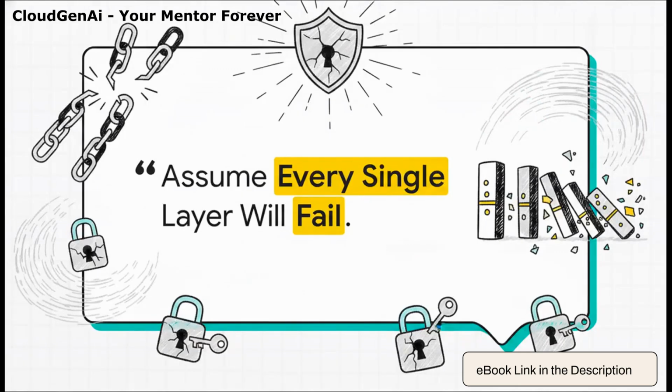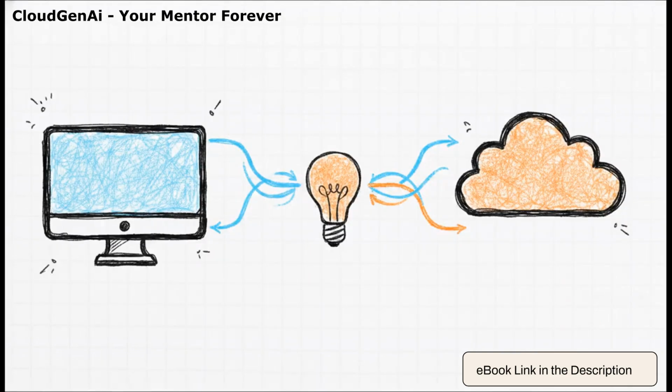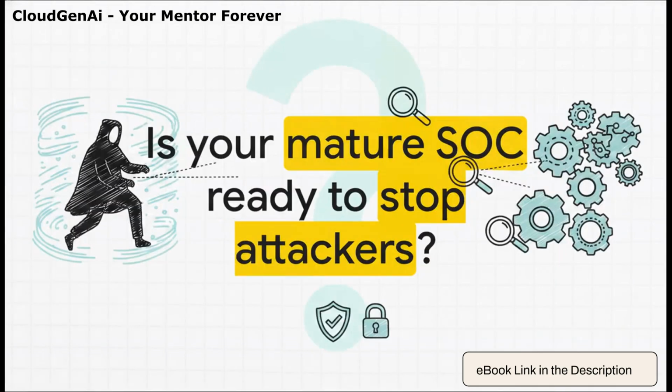Which brings us to the ultimate rule. You must assume every single security layer will eventually fail. One alert isn't enough anymore. You've got to correlate behavioral analytics across both your network and endpoint layers. So a SIEM alone won't stop modern attackers, but a mature, layered SOC absolutely will. Is yours ready?